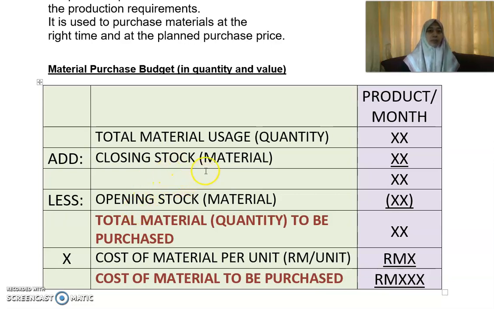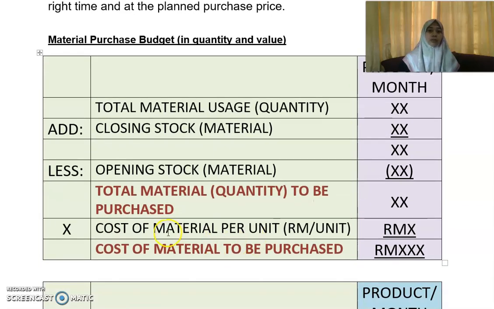But now in terms of the material, just now when you prepare the production budget, that will be in the finished goods. Okay. Here, when you look into the material, you have to adjust for your closing stock, add your closing stock of materials, and then less your opening stock of materials. You will arrive at your total material, that is the quantity to be purchased. If you want to convert that into value, you times with the cost of material per unit, RM per unit. Then you will arrive at your cost of materials to be purchased in value.